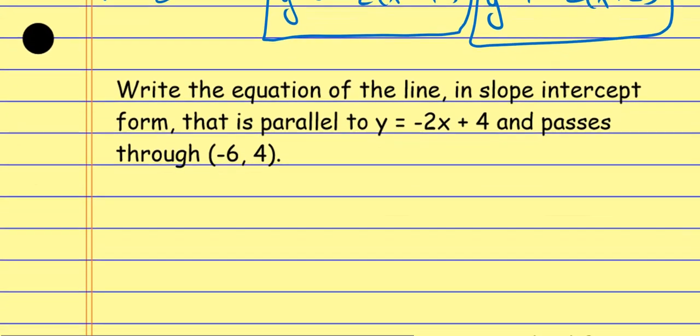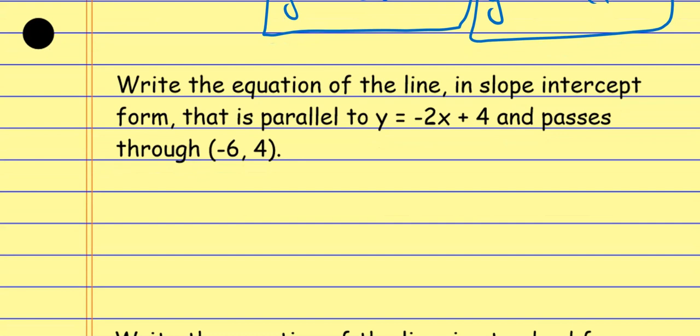For example, if I look at something like this guy: write the equation of the line in slope-intercept form that's parallel to y equals negative 2x plus 4 and passes through the point (-6, 4). Okay? And this time it asked me for slope-intercept form, which means the two things that I need are the slope and the y-intercept. Probably the easiest way to do this is just to start with the other format. I have the slope essentially and I have a point, so it makes more sense to write it in point-slope form, and then we can easily rewrite it.